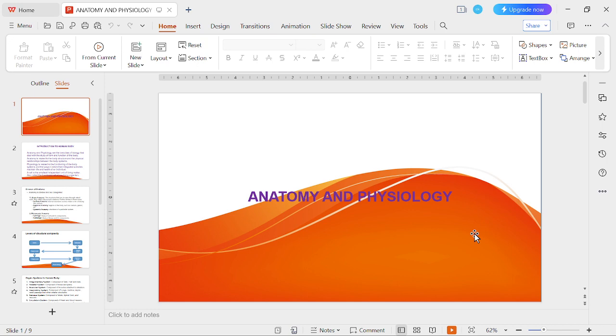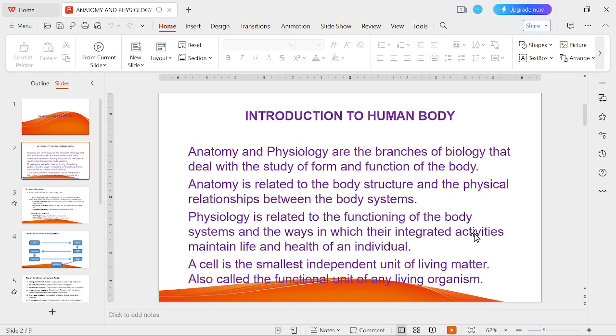So let's study the first topic in anatomy and physiology, that is, introduction to the human body. For understanding anatomy and physiology, we need to understand these two terms very clearly. Anatomy is related to the body structure, the form and structure of a body, and how all the contents in the structure are related to one another. Anatomy is basically the structure, physiology is basically the functioning of that structure. Anatomy means structure, physiology means functioning of the structure.